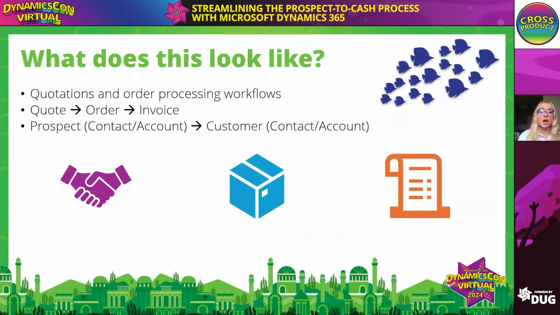Since we are focusing on the prospect to cash flow, I want to go over key entities that will be highlighted in Tim's walkthrough. The prospect to cash business flow relies on quotations and order processing. You'll create a quote in Dynamics Sales, convert it to an order in Dynamics Supply Chain, produce an invoice in Dynamics Finance. And the main entities that will be used in Dynamics Sales are contact and account, while the main entities in F&O are prospect and customer.